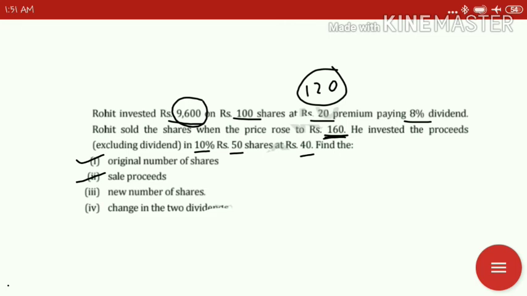And then the new number of shares. The sale proceeds he has got are the investment for the second type of shares, and the market value is already given as 40. So if you divide the sale proceeds by 40, you will get the new number of shares. And then the change in the two dividends. From the first investment you have to calculate the dividend, and from the second investment again you calculate the dividend, and then find out how much the dividend has changed.